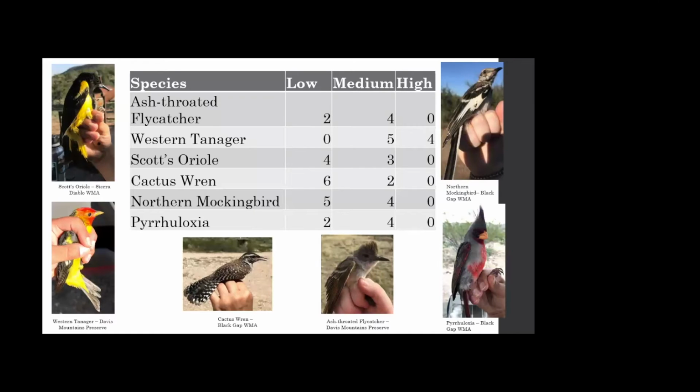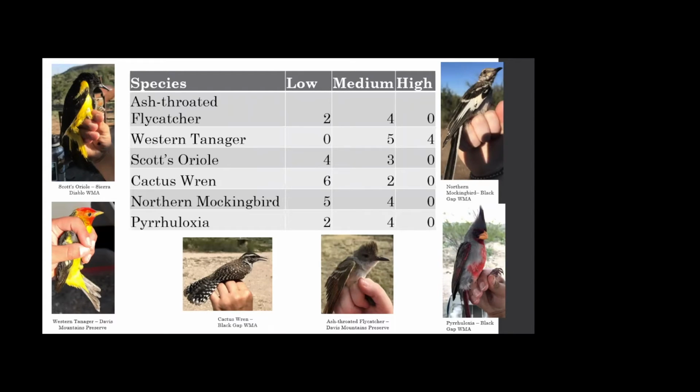This is a table demonstrating the number of individuals of one species caught at different elevations. Here we analyze samples from ash-throated flycatchers from low to medium elevations, western tanagers from medium and high elevations, and Scott's orioles, cactus wrens, northern mockingbirds, and pyrrhuloxia at low and medium elevation ranges.